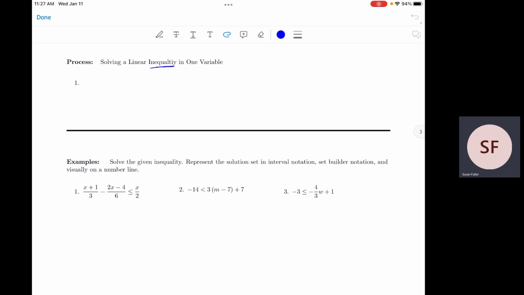An inequality is basically just two mathematical expressions that are compared using inequality signs: greater than, less than, greater than or equal to, or less than or equal to.